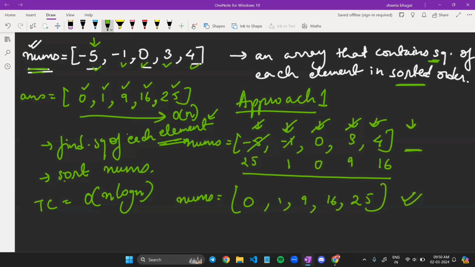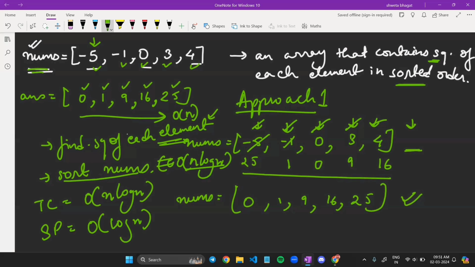After that, we are sorting nums. For sorting nums, the time complexity would be nothing but order of n log n. That's the reason why our time complexity is order of n log n. And talking about the space complexity, it would be order of log n. Why order of log n? Because in C++, when we use the sort function, it internally takes a space complexity of log n. If you are using Python or Java, the space complexity will differ according to the programming language. Okay, so this was the first approach.